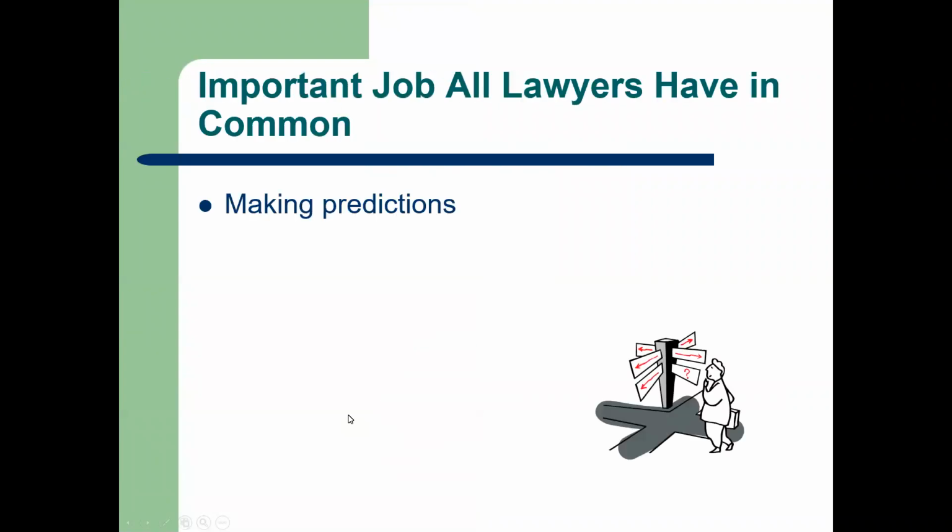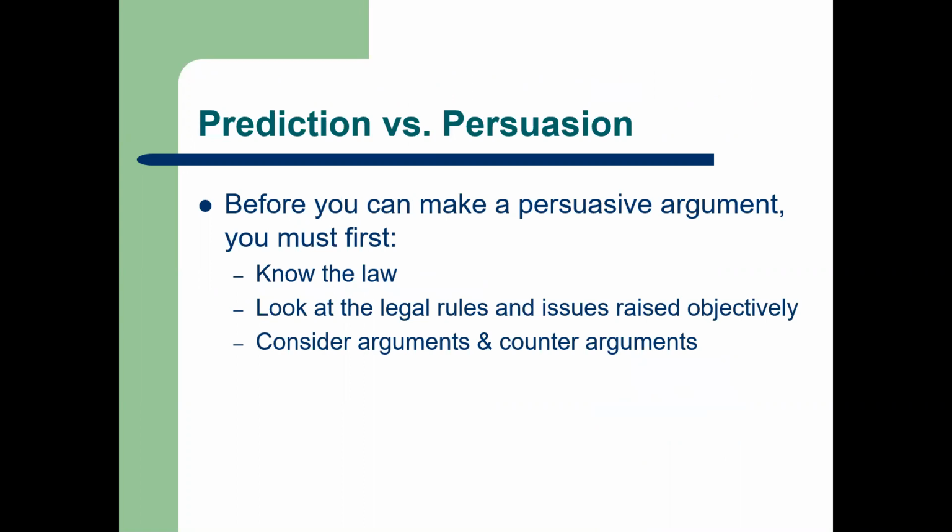So one of the things that lawyers have to do is make predictions. That's why it's so important for the law to be predictable, because oftentimes we have clients come into our office and ask us many, many questions about, what are my chances, what's going to happen. And so in order to answer those questions, we have to make predictions.